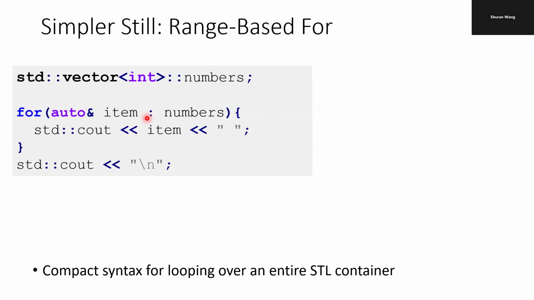Now, even simpler than using iterators, we have the range-based for in C++. The range-based for is given any container in STL. In this case, we have the vector numbers. We can do for auto reference item within numbers. And this will default to starting from the begin iterator of numbers. We dereference every element and put it into item. So this item is already dereferenced. And it goes from begin all the way to end. So this is a simple syntax for looping over an entire STL container. This works for all STL containers with iterators defined.